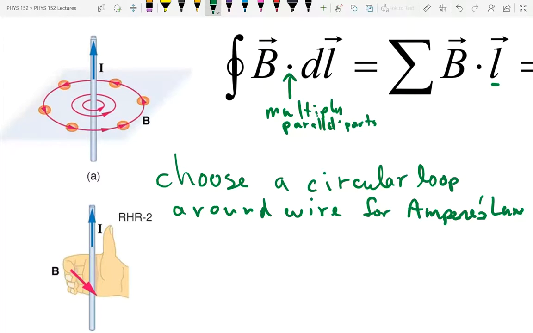Now here's a really important question. Is there a piece of wire that's going in that loop?